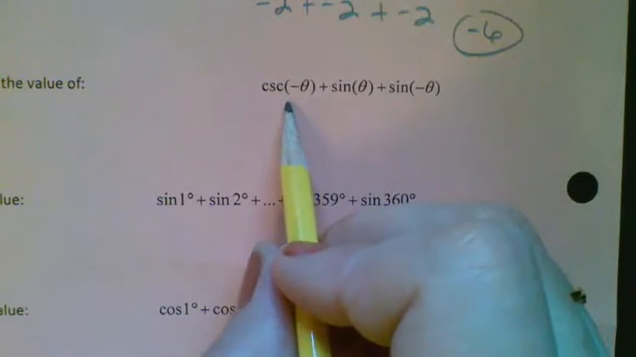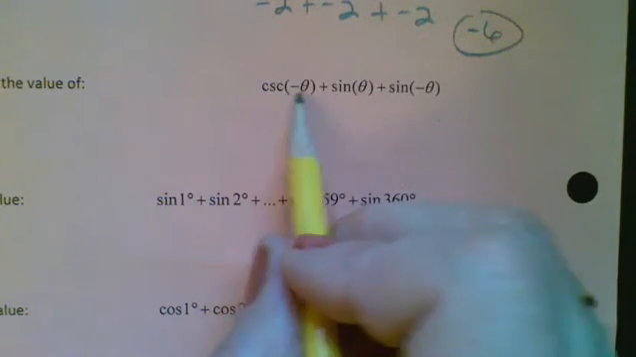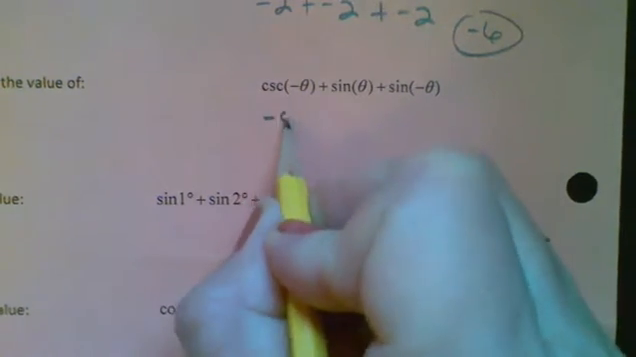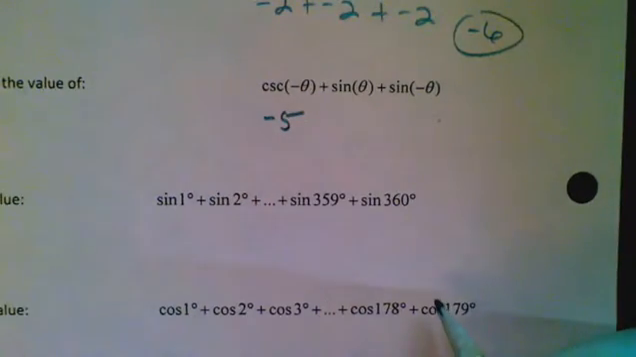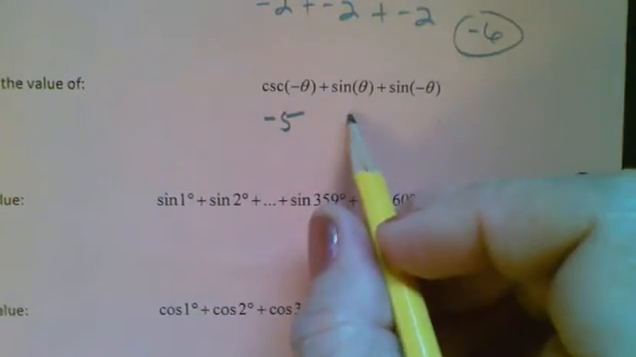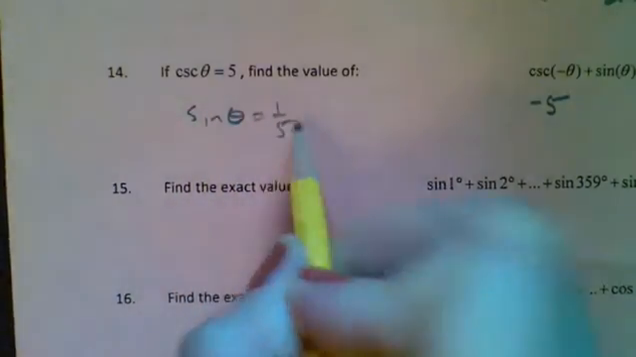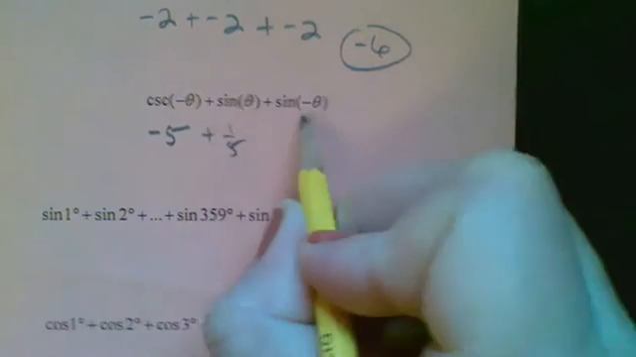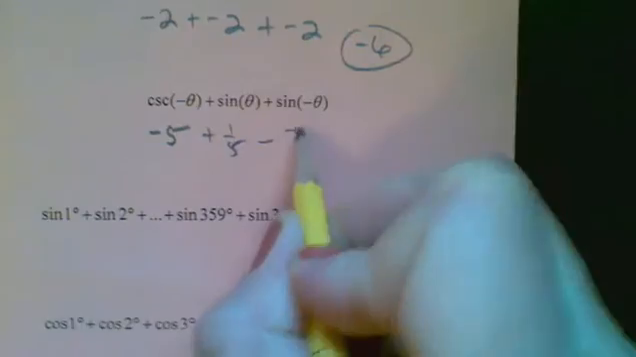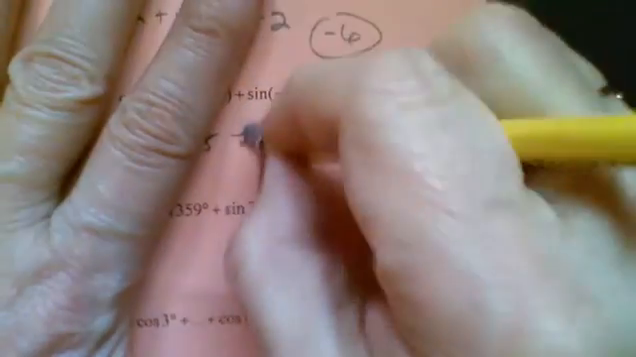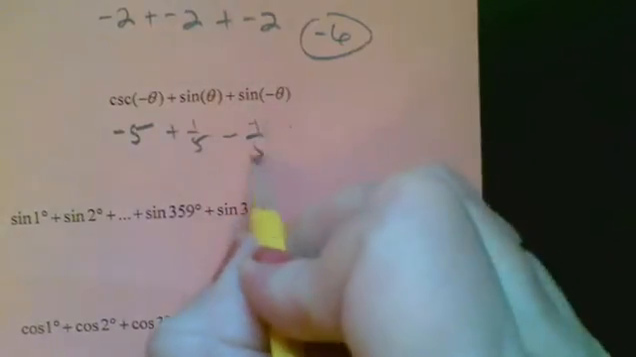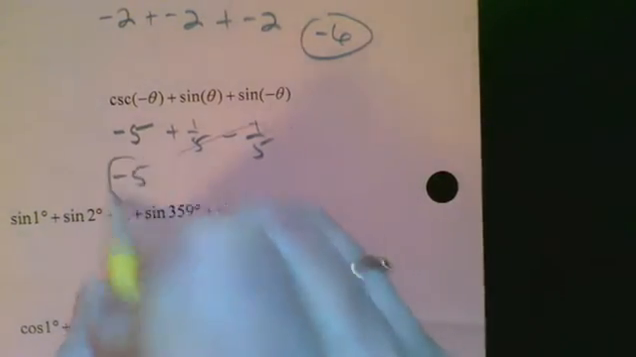Cosecant is 5. So cosecant is an odd function. So when I see cosecant of negative theta, it's the opposite of the cosecant of theta. Now this one asks me for the sine. So now I have to know that if the cosecant is 5, the sine will be its reciprocal, 1 over 5. So when it asks for the sine of theta, that's 1 over 5. And then again, it's odd, so that will be a negative. Negative 1 over 5. So these go away. I'm left with negative 5.